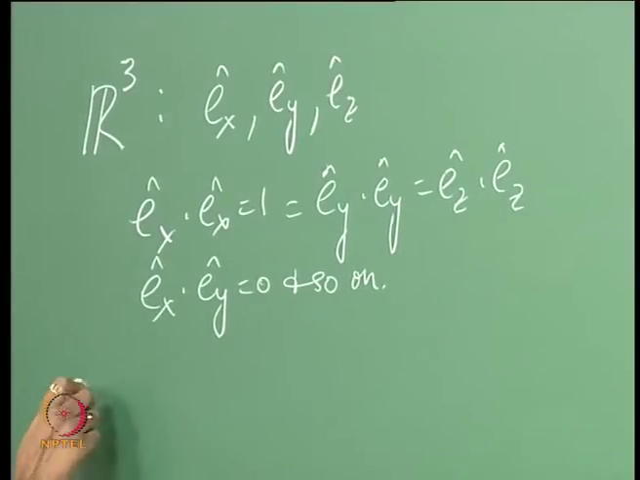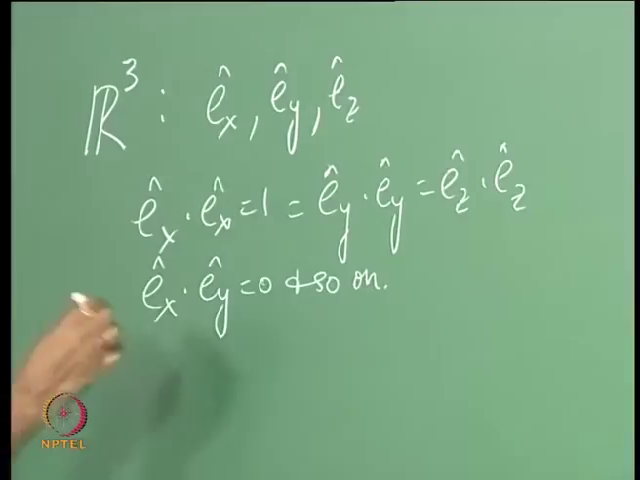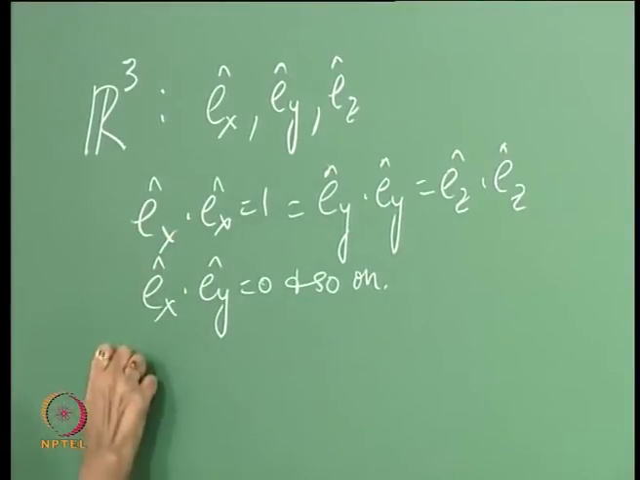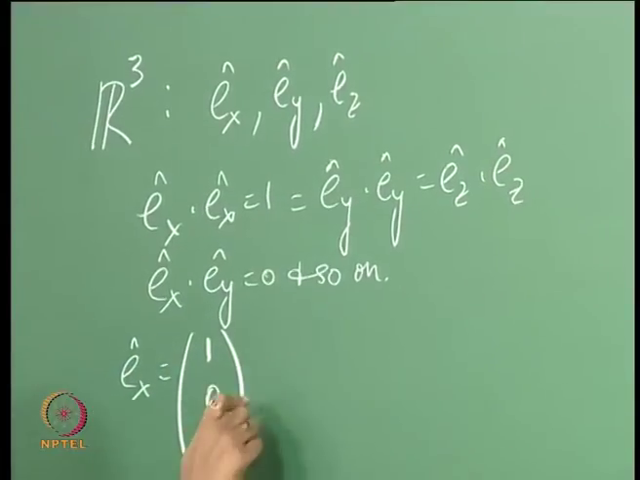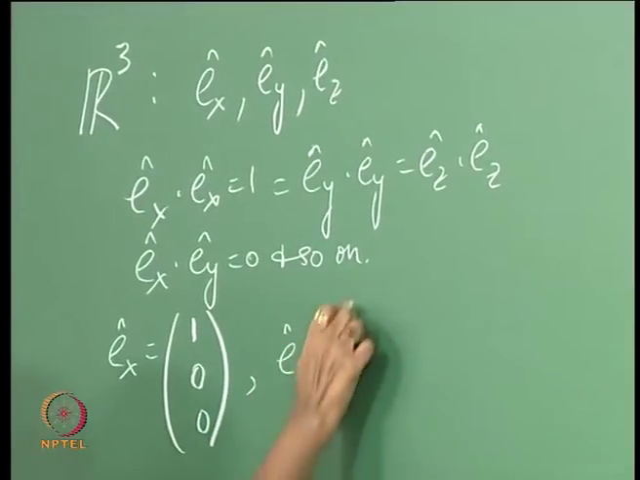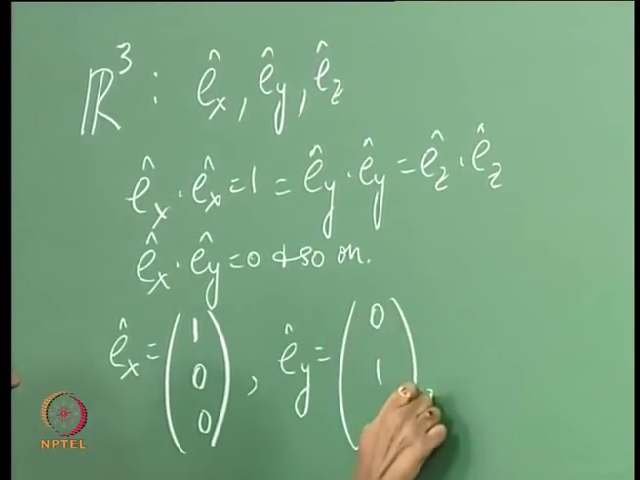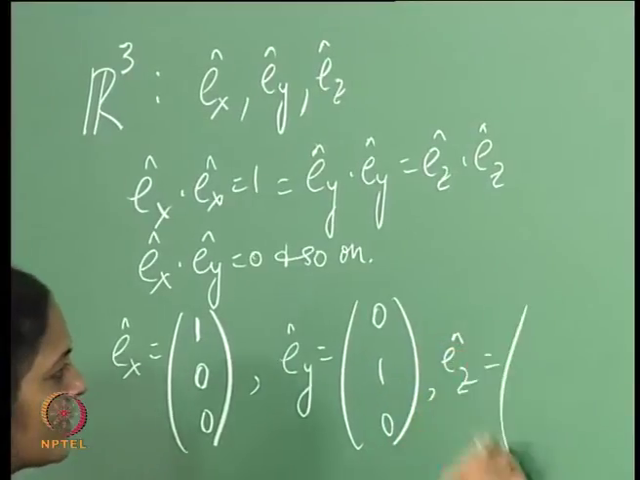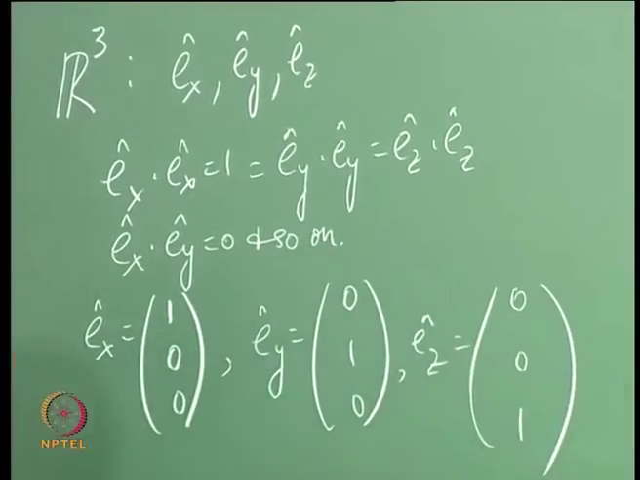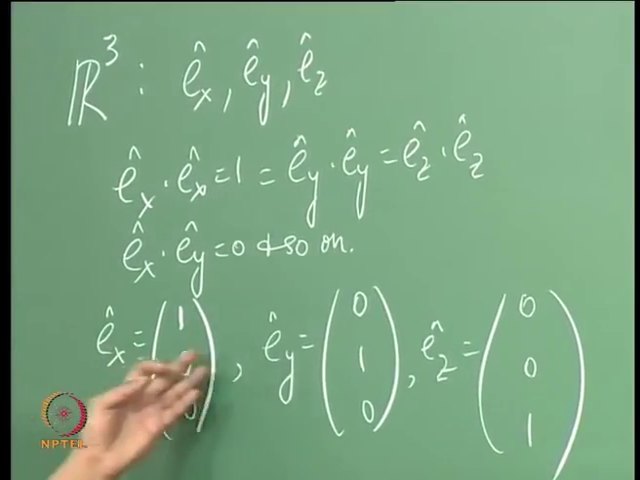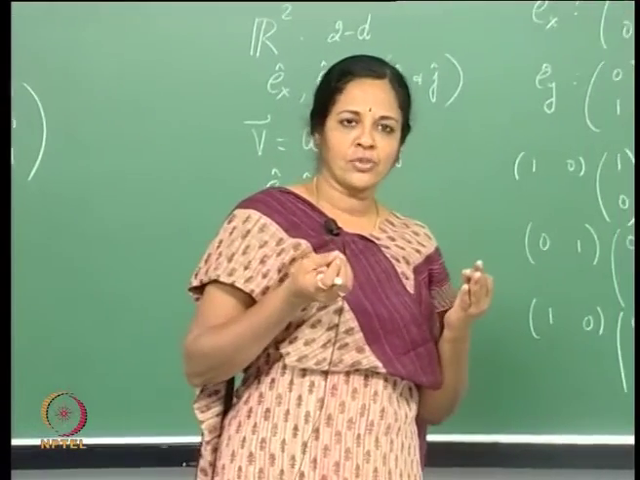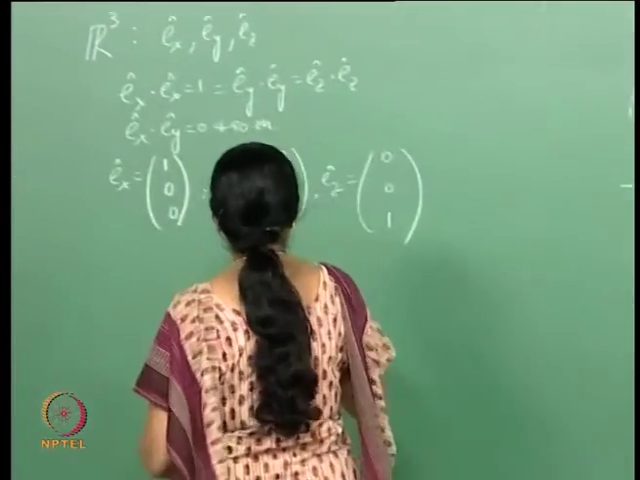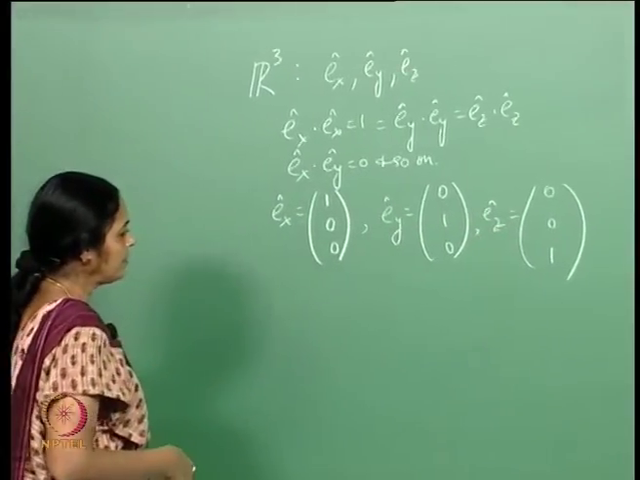Now in this case, if I want to give column vector representations to Ex, Ey and Ez, I could think of Ex being represented by 1 0 0, Ey by 0 1 0 and Ez by 0 0 1. It is easy to check out that the fact that the vectors are normalized to 1 and that they are mutually orthogonal follows from this.